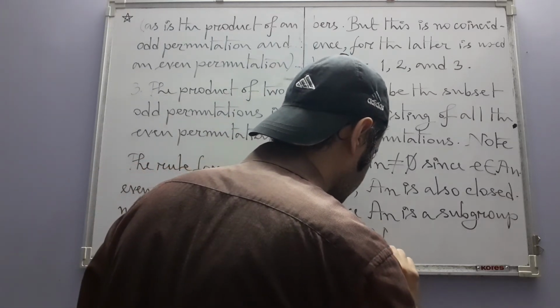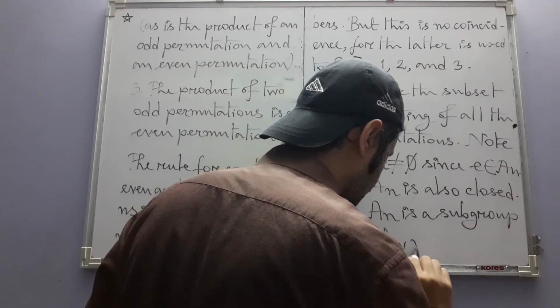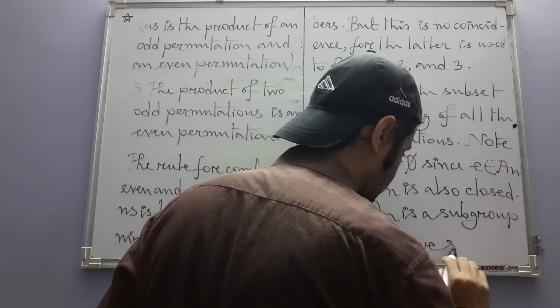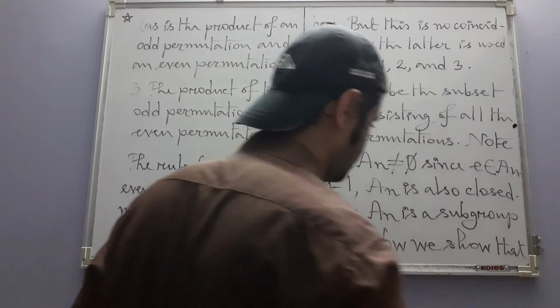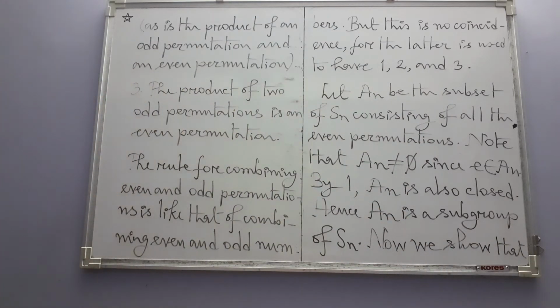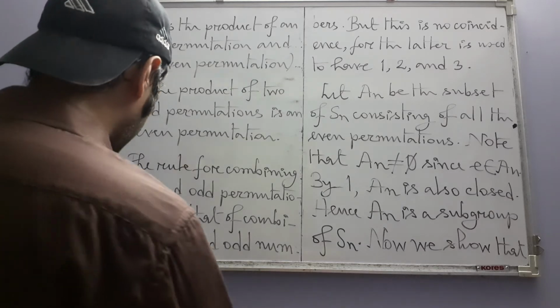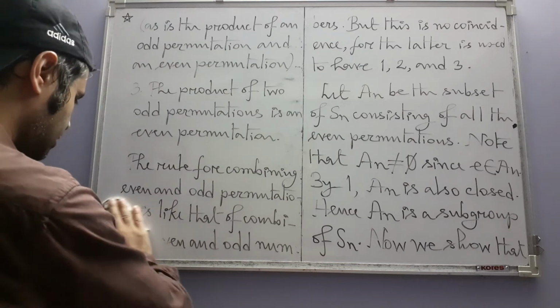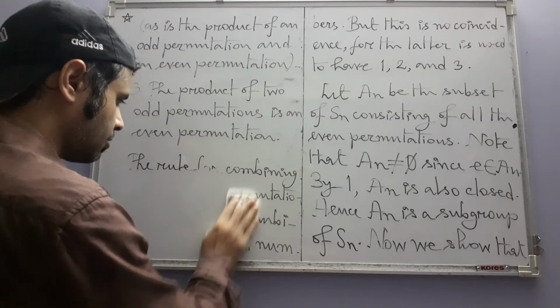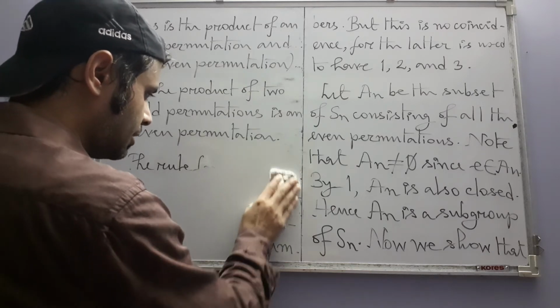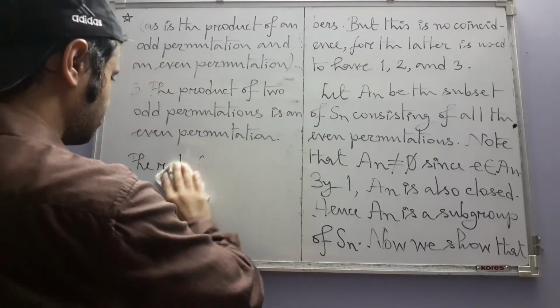Now we show that An is a normal subgroup of Sn, and in showing this normality, in fact we will do something which will reveal the fact that An is a normal subgroup of Sn, and also additionally it will tell us the exact order of An.